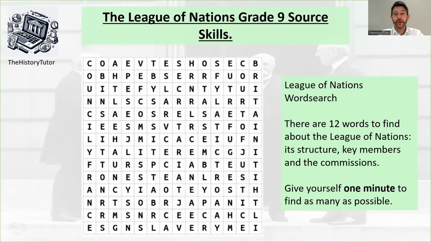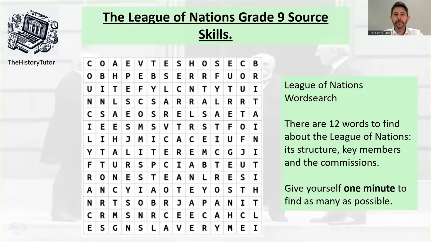Here we are then, a little quiz for you. And this time it's a quiz with a word search. Can you find 12 words associated with the League of Nations, its structure, its key members, and its commissions? Maybe give yourself a minute, see what you can find. There are country names, there are parts of the League in there, all sorts of things to find. 12 words. Have a little pause for a moment, see what you can find.